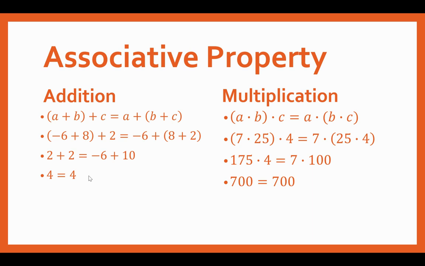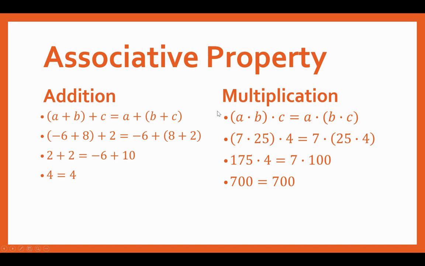The multiplication piece, same kind of concept. If I have 3 or more numbers that are all multiplying together, I can do them in whatever order I like. (a times b) times c as compared to a times (b times c). Well, it's like saying (7 times 25) times 4. Is that equal to 7 times (25 times 4)? 175 times 4 is 700, and 7 times 100 is also 700, so that works out just fine. So that's the associative property.